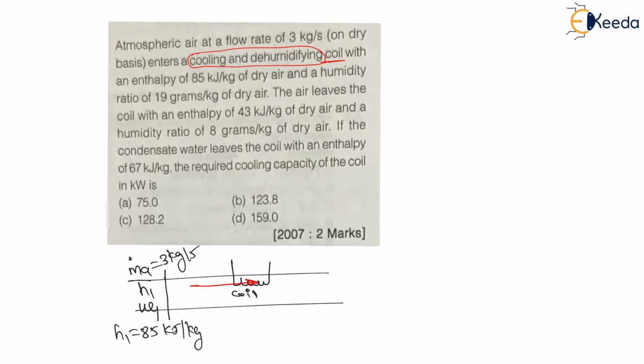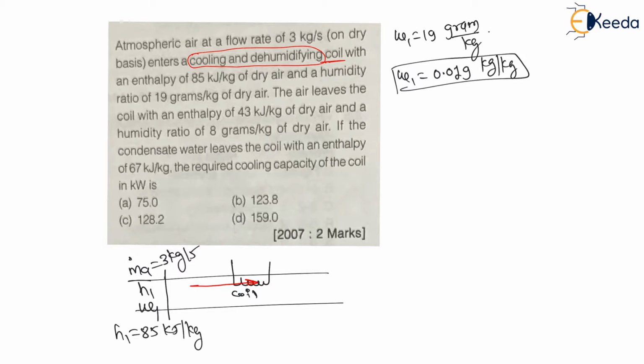Now the specific humidity ratio is 19 gram per kg of dry air. Also omega 1 is given. We can say omega 1 is 19 gram per kg of dry air. If I want to write in kg per kg, then omega 1 will be equal to 0.019 kg per kg. We have to divide by 1000 for writing kg per kg.